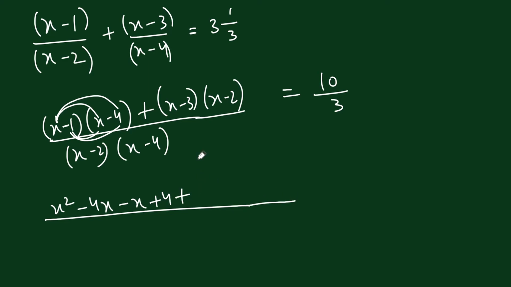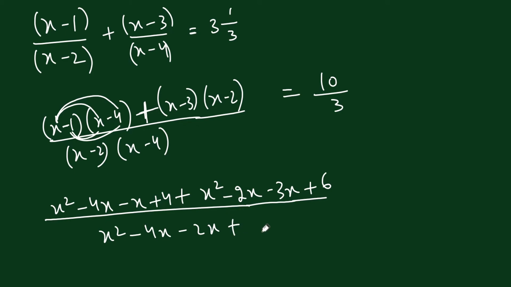Then here, plus x into x is x square. Remember, if there was a negative sign there, start the bracket, because that negative sign will change the sign of all the terms. But since it's positive, there's no problem. x into x is x square, x into minus 2 is minus 2x, minus 3 into x is minus 3x, minus 3 into minus 2 is plus 6. Denominator, x into x, x square, x into minus 4 is minus 4x, minus 2x, plus minus 2 into minus 4 is plus 8, is equal to 10 by 3.